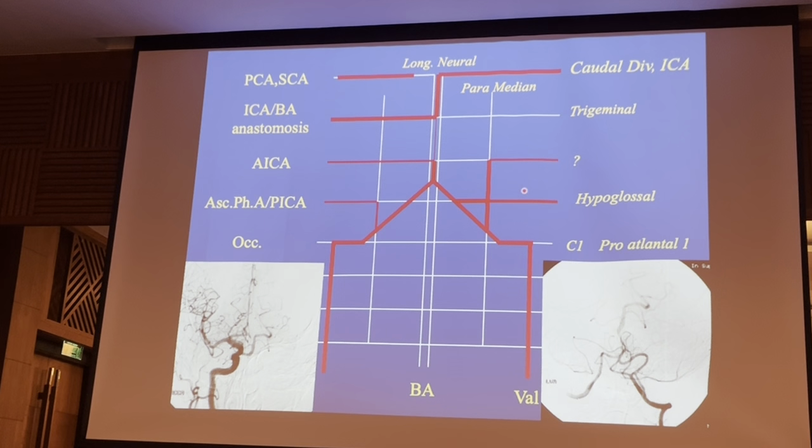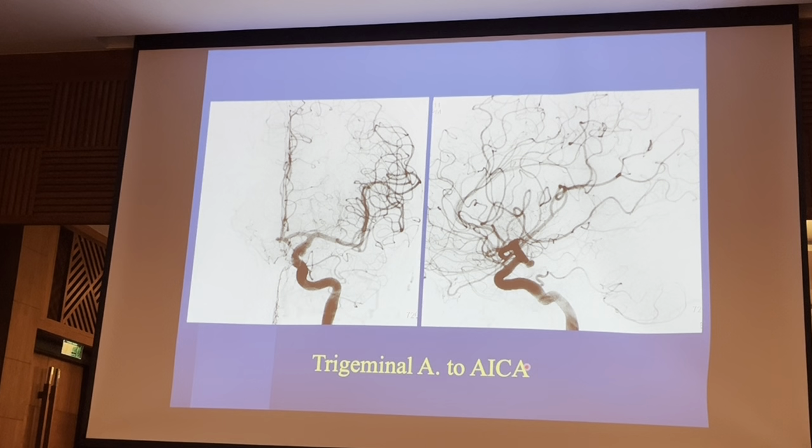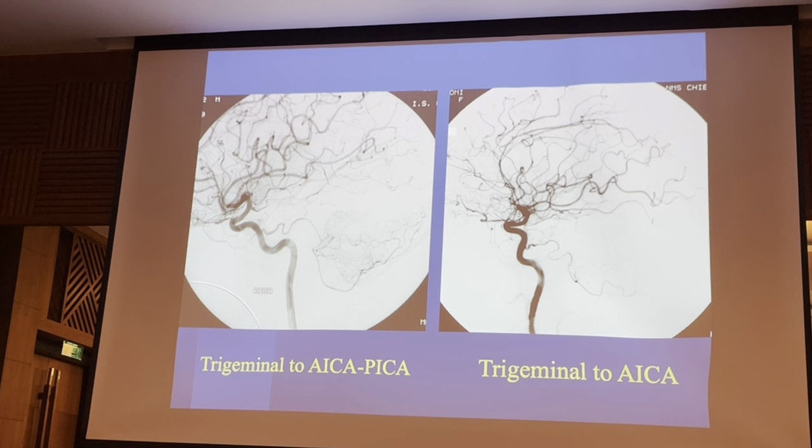I'm not going into details of these diagrams. I think Dr. Siritara will talk about them later on. The trigeminal artery can supply, without connecting to the basilar artery, the ICA. We mentioned the hypoglossal artery can supply ICA territories, and the trigeminal artery can supply ICA territory like this. This is ICA territory supplied by the trigeminal artery. This is another case where the ICA is supplied by the trigeminal artery.